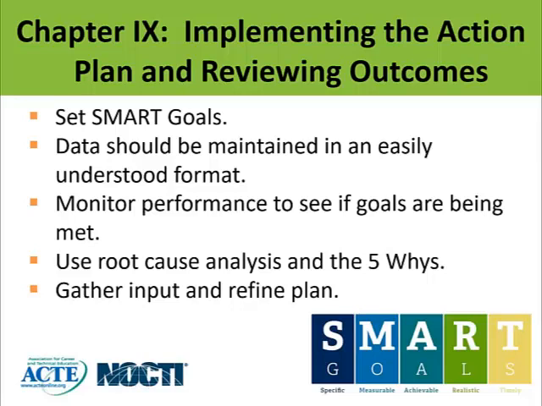Another tool is the root cause analysis, and we give an example of that. It's a good tool to use where you ask why 5 times, and each of those answers you get gets you closer to the root cause of the problem. In terms of data format, NOCTI's reports are organized by tasks and competency to facilitate the process of analyzing class results. And today, many schools have learning management systems that enable educators to frequently view student progress. If not, keep data organized in a format that will help you see results over time.